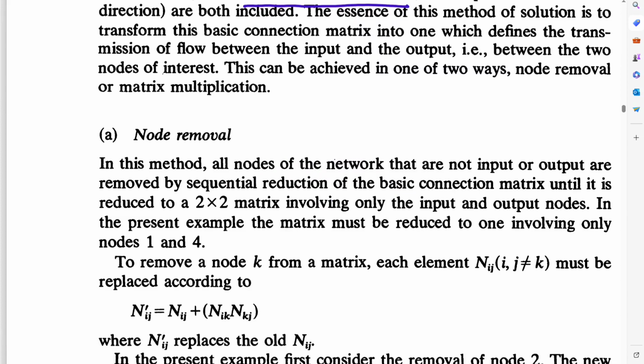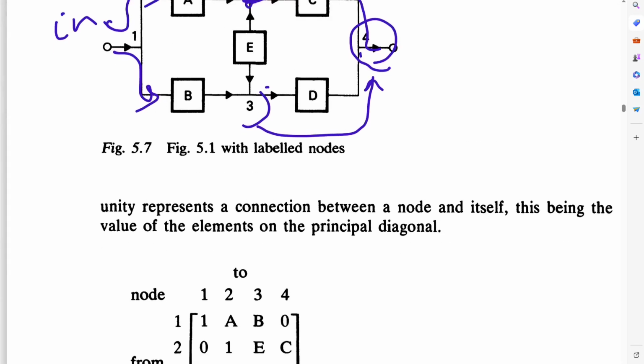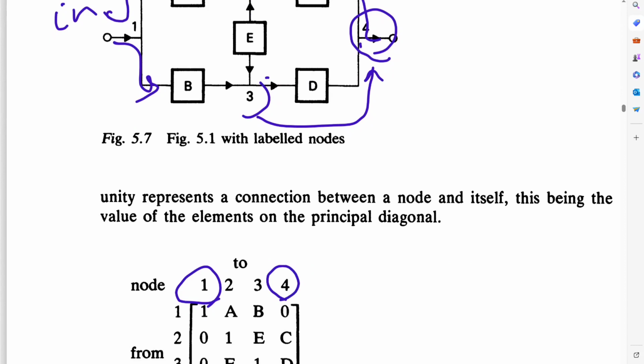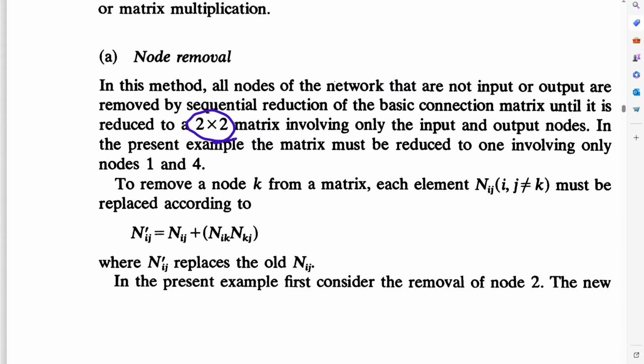We want to transform our matrix to a 2 by 2 matrix, which only involves input and output. In this example, the input and output nodes are 1 and 4. So we should reduce these rows and columns. How can we reduce this matrix to a 2 by 2 matrix? The method is as follows.